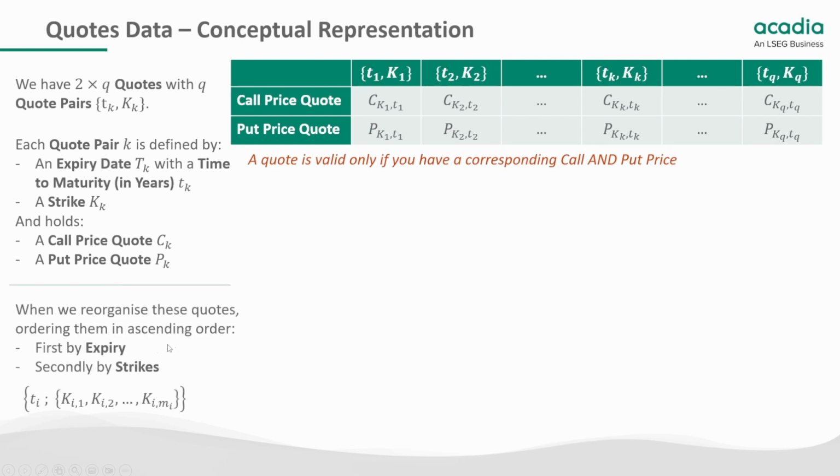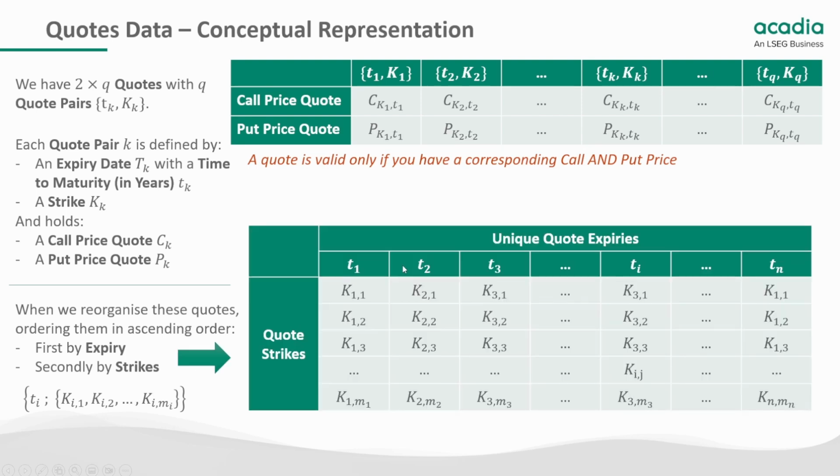Now, let's reorganize these quotes by unique expiries T_i in chronological order, and then for each T_i, store the strikes associated with each expiry, also in chronological order. I'll show you an example of it a little bit later. We obtain a data table a bit like this, where for each T_i, we have a series of strikes K_i1 to K_iM. Here, it's worth noting two things.